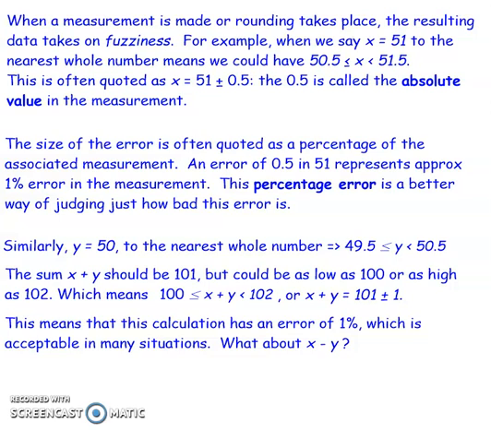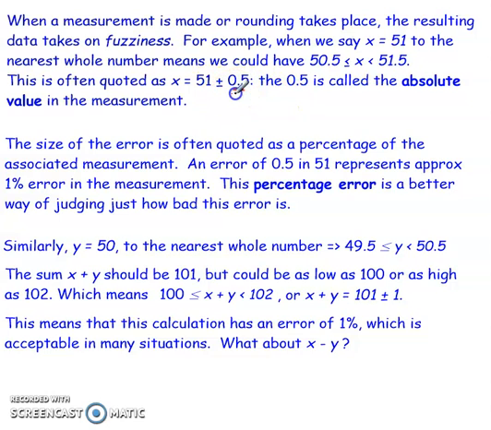Now, as I've said, when we make a measurement and it's made using rounding, the resultant data takes on some fuzziness. So let's say I said to you x was equal to 51 to the nearest whole number. x could be anywhere between 50.5 up to 51.5. So it could be anywhere in that gap, not including the 51.5, because obviously that would round up to 52. Now this is often quoted as 51 plus or minus 0.5.